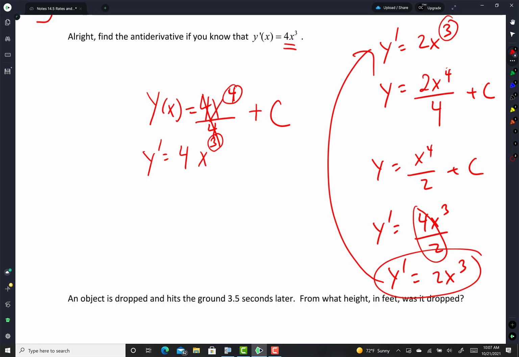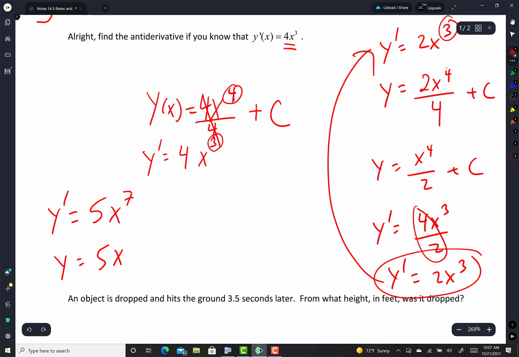I'll do another one. Y prime equals 5x to the 7th. I want y. Y equals 5x to the 8th. I added 1. I'm doing the antiderivative, divided by 8. And then I put a plus c.